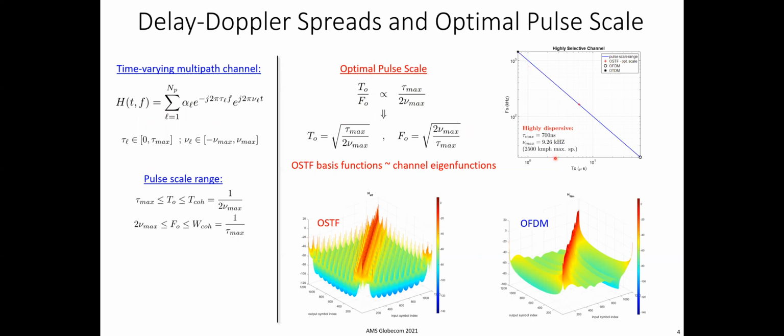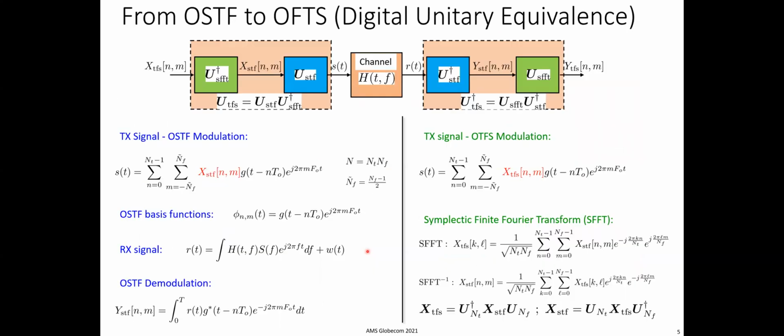This is a highly dispersive channel. This is T naught. This is F naught. This is the OTDM extreme. This is the OFDM extreme. And this is the optimal pulse scale. And here's the effective channel between the N dimensions for OSTF and OFDM. It may not be visible, but there's a lot more mass distributed around the diagonal as well. Not all concentrated on the diagonal, whereas it's more concentrated on the diagonal in OSTF. We'll see that later too.